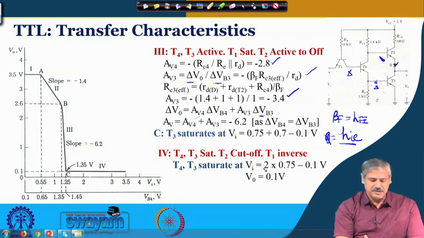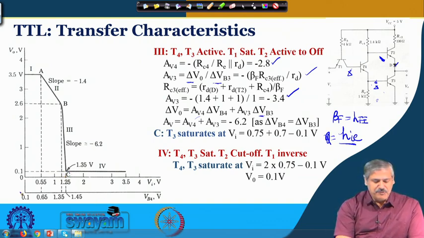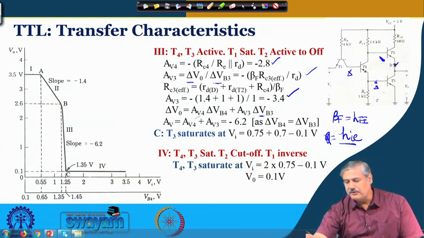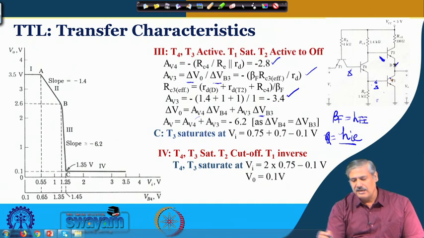Is it clear? This is the 1.35 volt that you see from the input side. From the VB4 side, it is 1.45. So, this is point C, that is how it is defined. Vi is still increasing, what will happen? Now, T4 will also go into saturation, and that time the voltage will be 2 into 7.75 minus 0.1, that will be the Vi at that time, and the corresponding VO will be 0.1 volt.